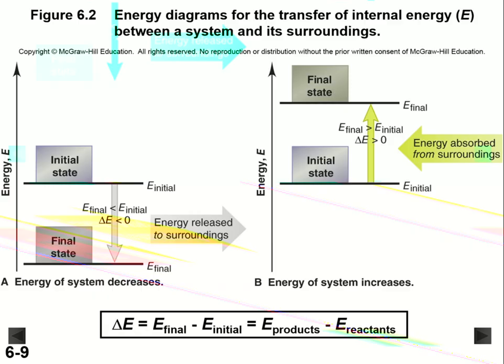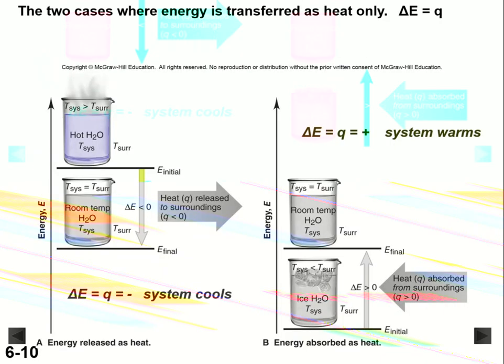So delta E is E final minus E initial. We see we're going from an initial state to a final state. Therefore, delta E is the final minus the initial values. So we've said that delta E is the sum of Q plus W. We'll consider two cases. In the first case, we'll consider W to be 0. So now we're looking at heat only. Therefore, delta E will equal Q.